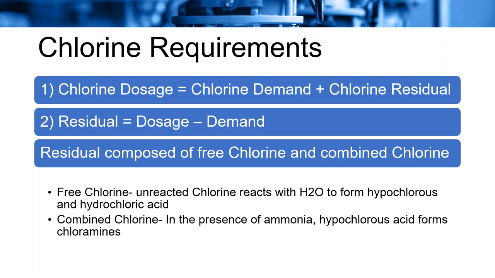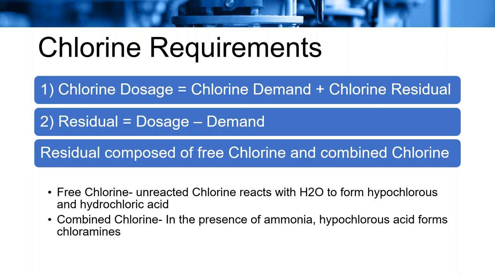If you remember one of these two, or either of your formula sheets, you can rearrange the terms pretty easily with basic arithmetic to calculate the residual, dosage, or demand, depending on what information is available. So the residual is composed of free chlorine and the combined chlorine, which is our chloramines that we spoke about.